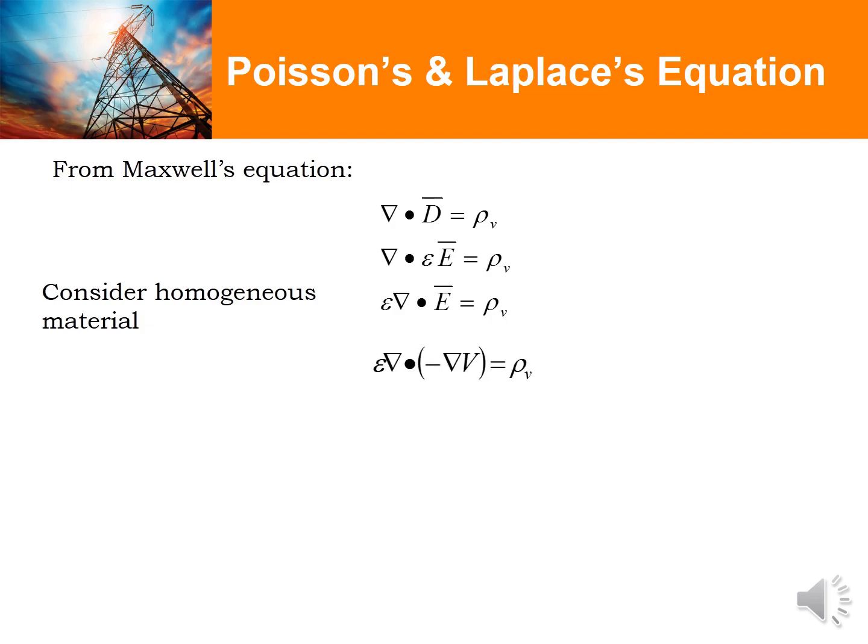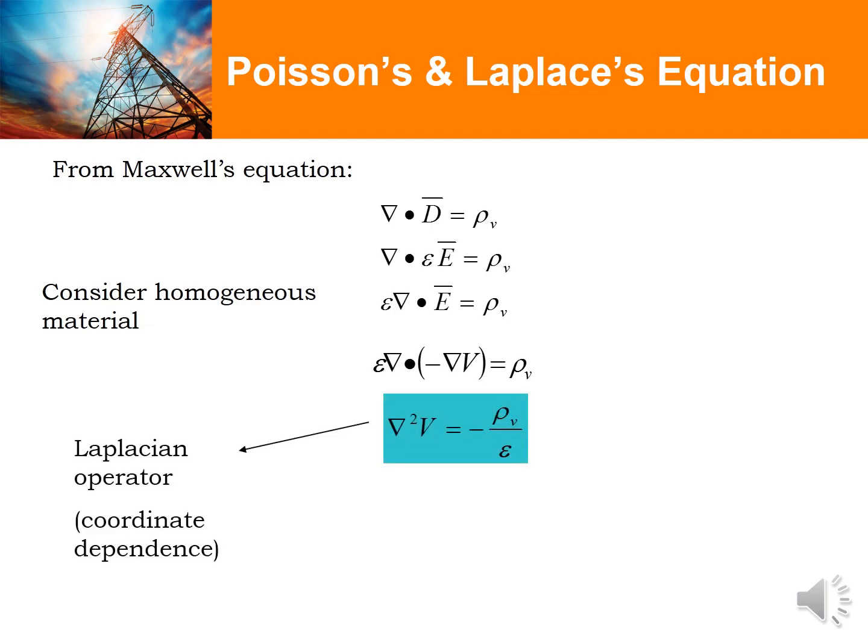E, based on potential gradient, is also equivalent to negative del V. If we bring the negative sign to the right hand side of the equation, and the epsilon to be the denominator of the right hand side, we would get del square V is equivalent to negative rho v over epsilon. Del square V is the Laplacian operator, which would be described later.